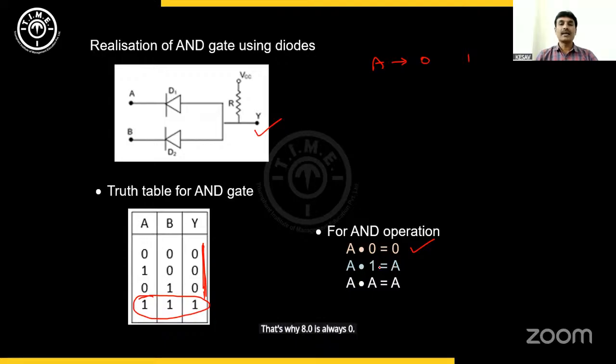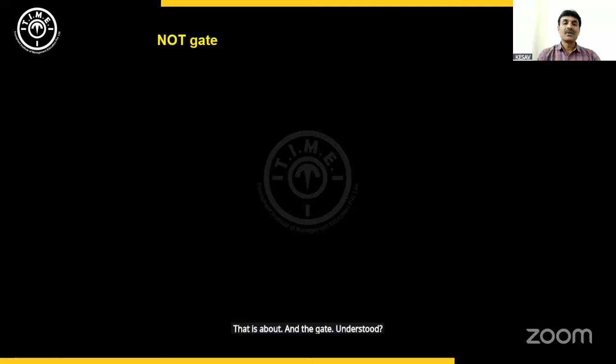A dot 1, that is A multiplied by 1, is again A. 0 into 1 is 0, or 1 into 1 is 1. You will get back A. A into A, either 0 into 0, that gives you 0, or 1 into 1, that gives you 1. So A into A is A. So remember these relations. That is about AND gate. Understood? Fine.